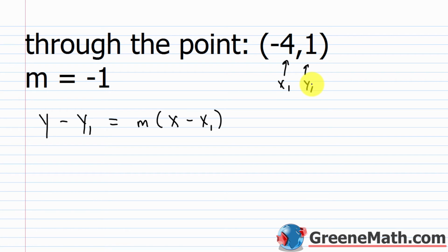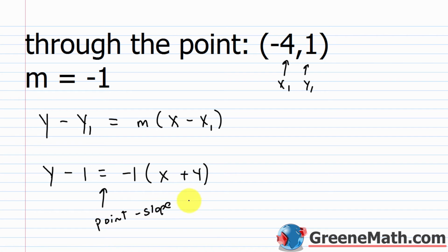So I'm just plugging in. So I have y minus, my y sub 1 is 1, equals, my m is negative 1, times the quantity x minus x sub 1, we know that's negative 4. Minus the negative 4 is plus 4. And so once you have this, this is point-slope form. In every situation, they're going to want you to solve it for y and put it in slope-intercept form. If the book says write it in point-slope form, you've done that. This is point-slope form.